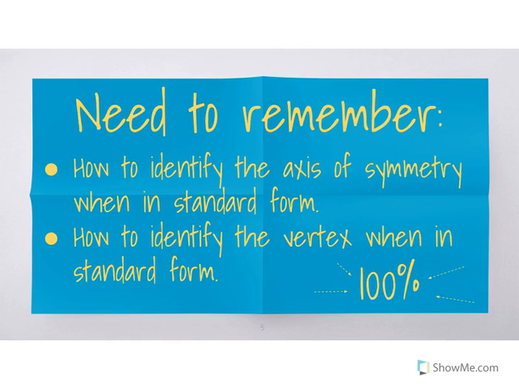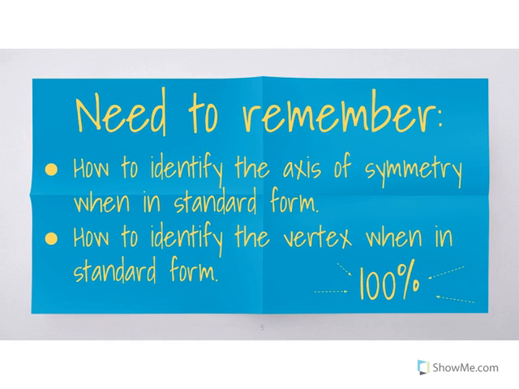So first thing, how do I identify the axis of symmetry when in standard form? When you're in standard form, make sure you guys write this down. I'm not going to write it down in the notes, but make sure you do in the guided notes there. Negative b over 2a is how you identify the axis of symmetry when you're in standard form. So we're going to be using that formula to help us out.